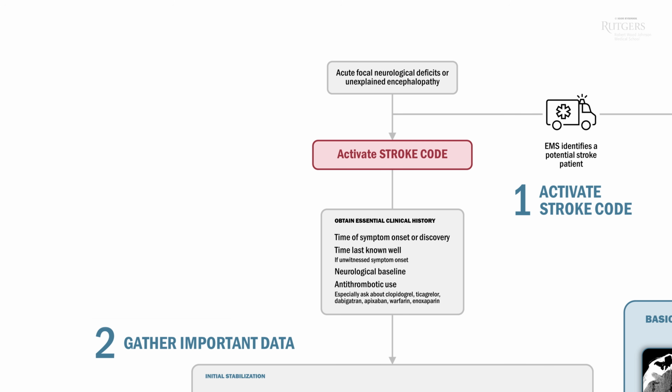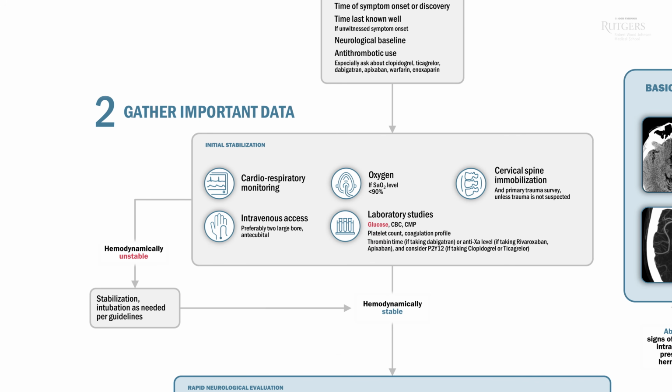Now that you've activated a stroke code, as you're gathering history, other members of the stroke team are working on initial stabilization. And that usually involves 5 important steps: attaching the patient to a cardiorespiratory portable monitor, starting supplemental oxygen if O2 saturation falls below 90%, establishing intravenous access, preferably with 2 large-bore antecubital IVs, immobilizing the cervical spine and conducting trauma survey if trauma is suspected.